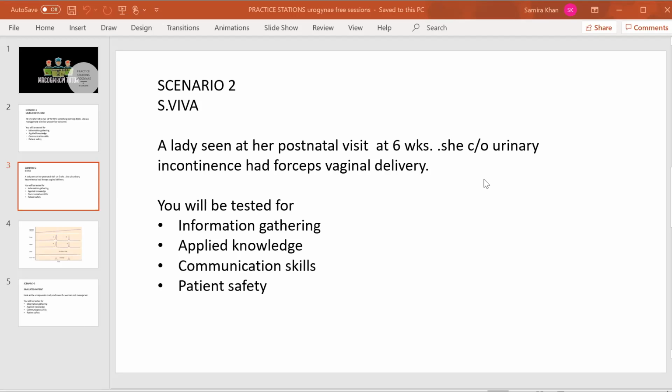Is as important. And also she can have had urinary incontinence before pregnancy. You are asking about past history during pregnancy, whether she was suffering from stress incontinence before. Maybe she already had overactive bladder symptoms. Maybe she already has stress incontinence symptoms, and it just got worsened.